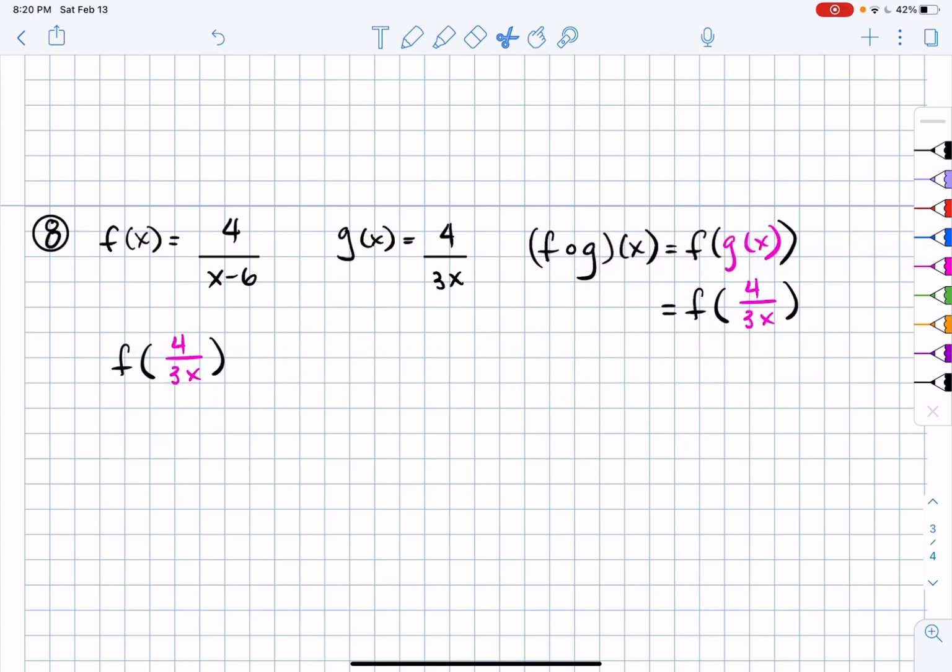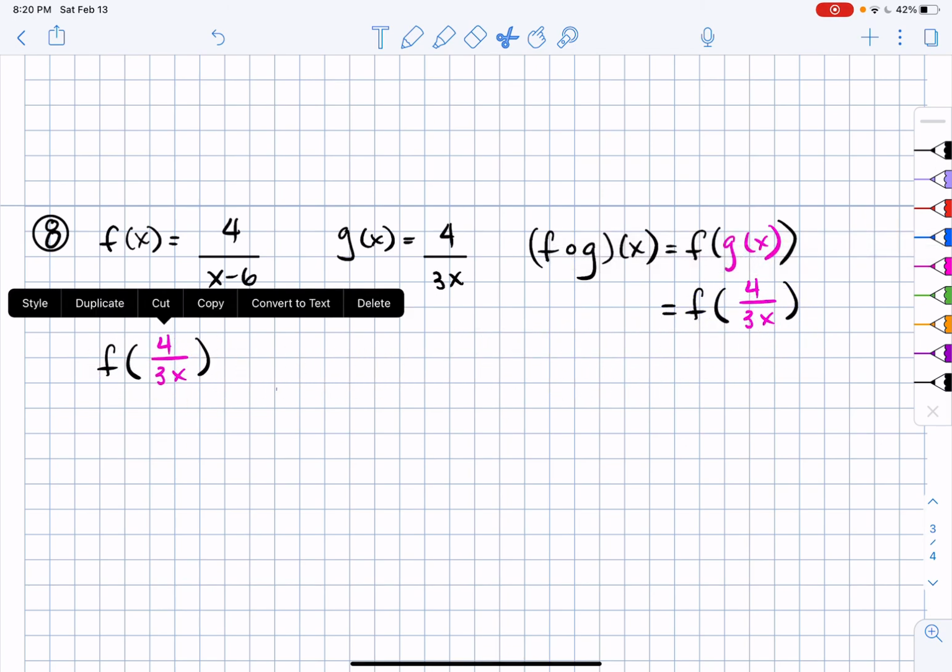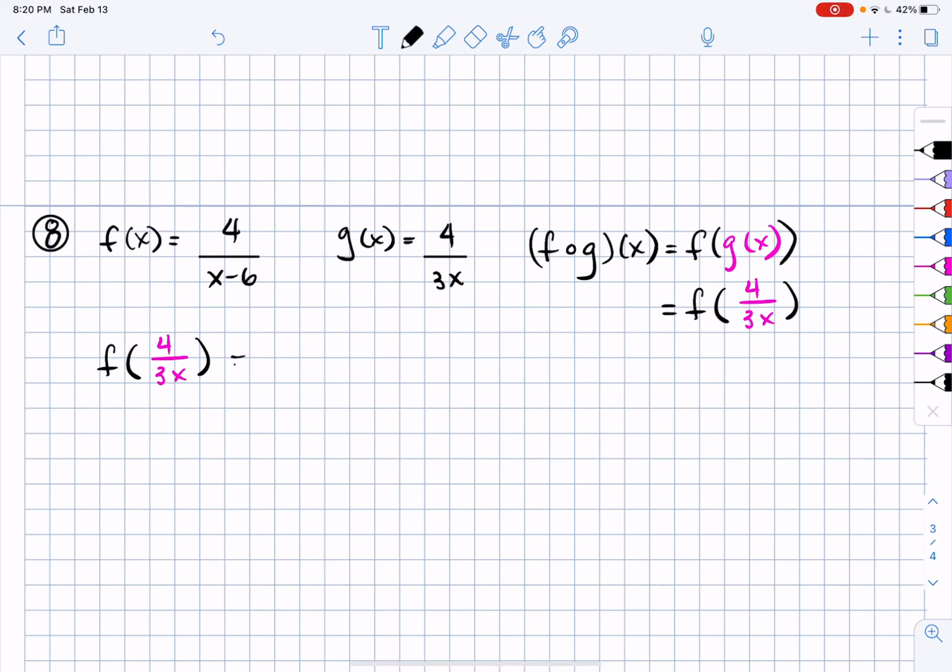So if that's the case, let's come back over here. Well, let's see what that equals. That's going to equal 4 over, replacing the x with 4 over 3x, and then it's going to be minus 6.